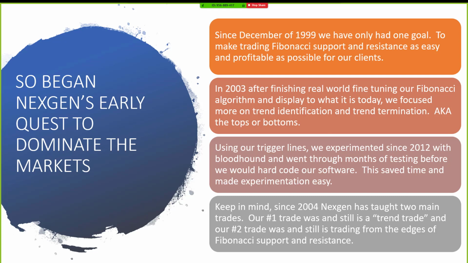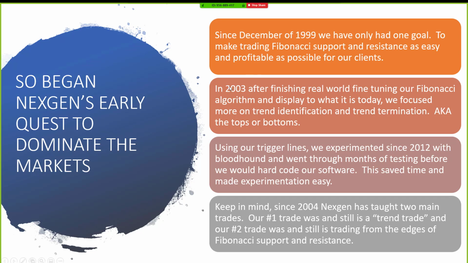Since 1999, we've only had one goal: to make trading Fibonacci support and resistance as easy as possible. The Fibonacci algorithm that we use today, I want you to think about it. We wrote the algorithm in '99. We made the algorithm technically exactly the same as it was in '99. So 20 years we've been using the same algorithm.